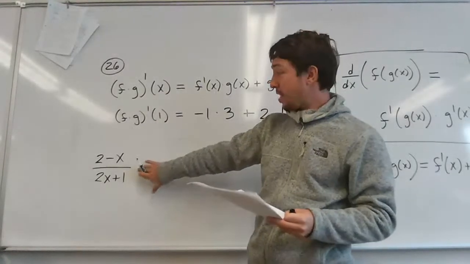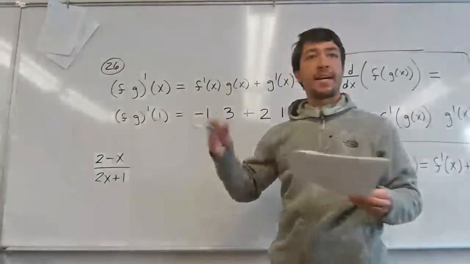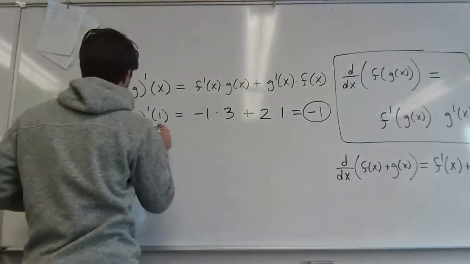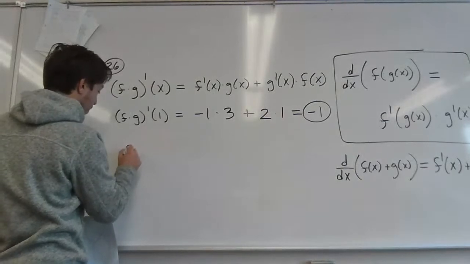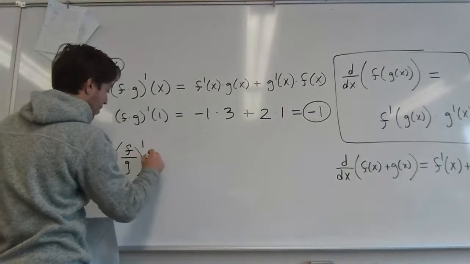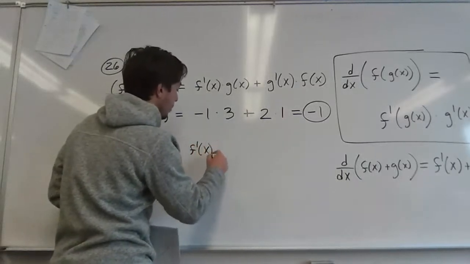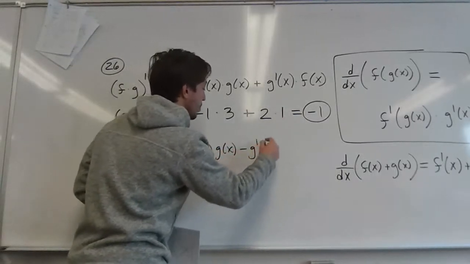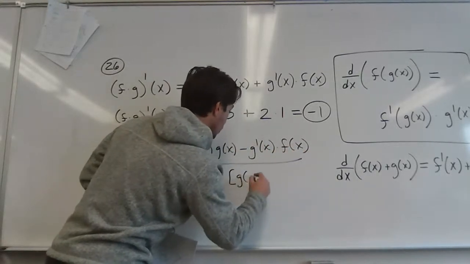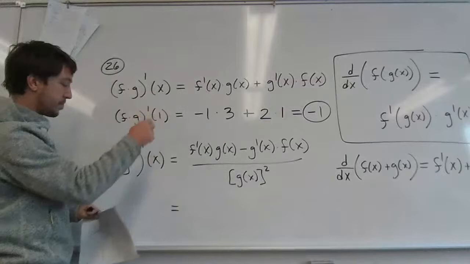That actually is the formula for F over G of X, which we know would have a vertical asymptote at -1/2, et cetera. So the point of the question is, what if we go... the derivative of the quotient would be F prime times G minus G prime times F, all over G squared. Right? So let's plug a 1 in now.